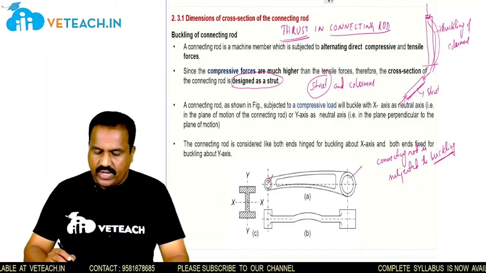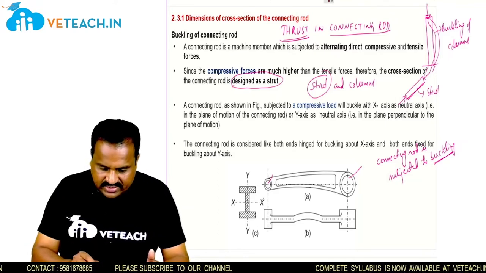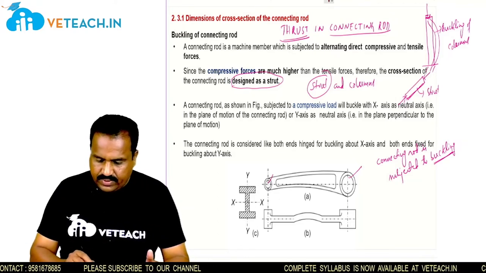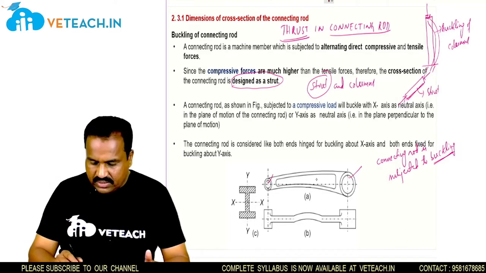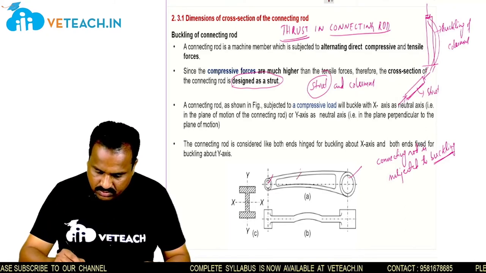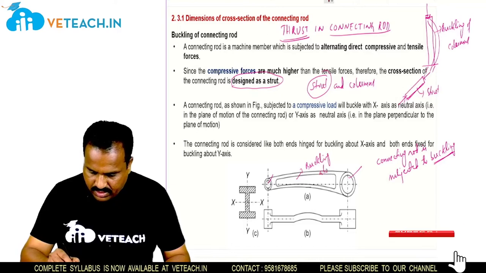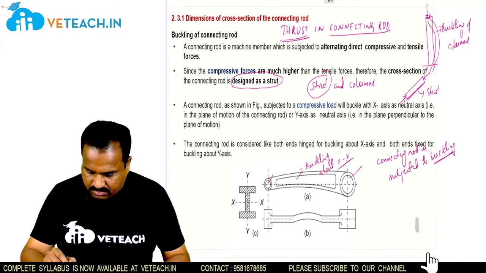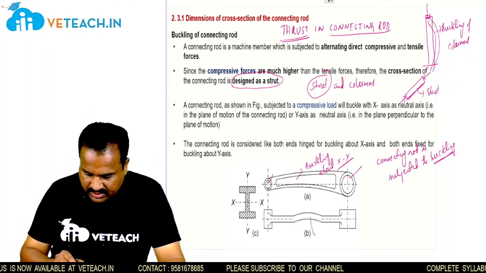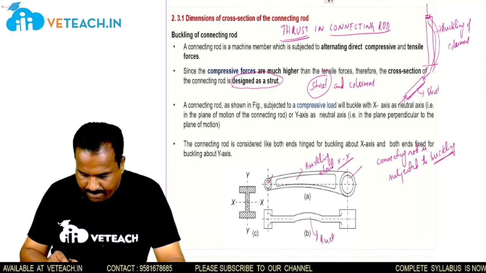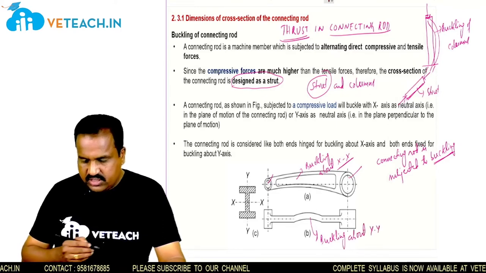Because of the compressive load acting on the connecting rod, it may buckle in two planes. It may buckle about XX. You see this, this is the cross section. It may buckle about XX like this, in the plane of the connecting rod. This is the buckling about XX. It may buckle about YY also. This is buckling about YY.